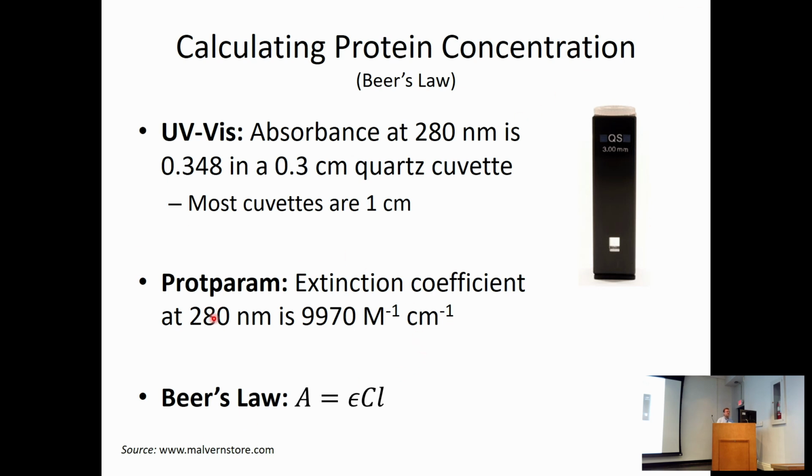But the nice thing is that the extinction coefficient, once you know it, and ProtParam is a way to get it, allows you to plug that extinction coefficient into Beer's law so that if you know the absorption off of your spectrophotometer, you can then calculate the concentration given the extinction coefficient and the path length of the cell.